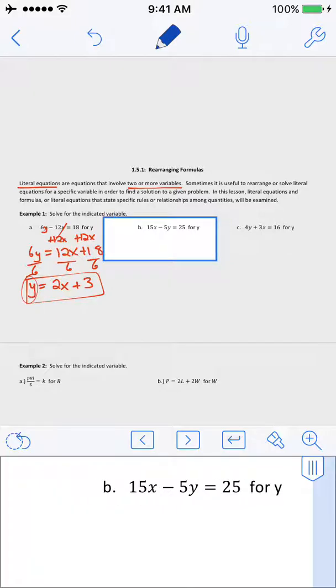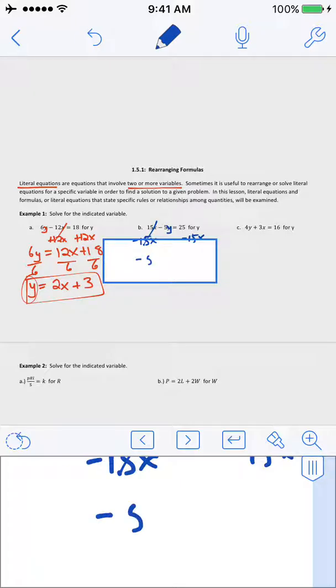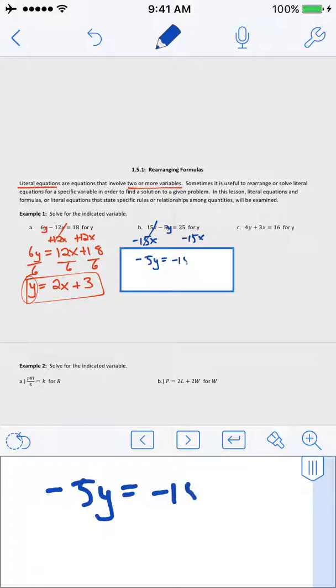So again, y is the only thing that I consider to be important in a sense. That's the one I want to get by itself. So I'll start as far away from the indicated variable as I can, and I'll subtract 15x from both sides. That goes away. I end up with negative 5y is equal to negative 15x plus 25.